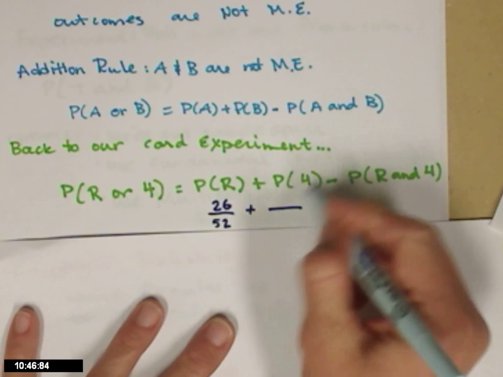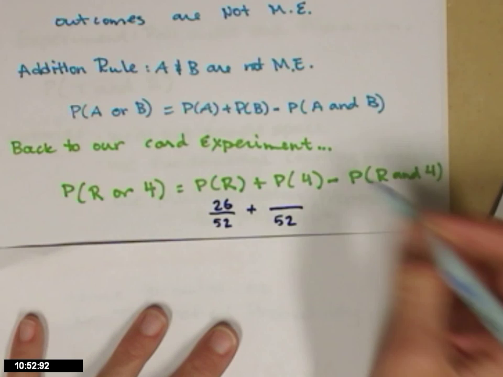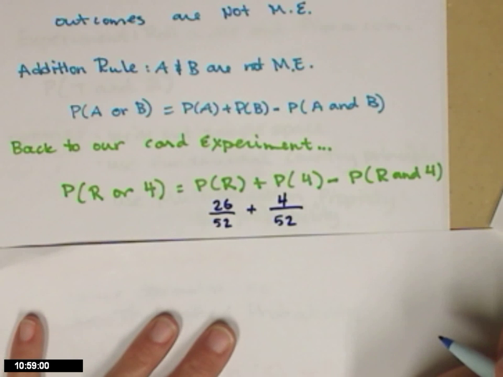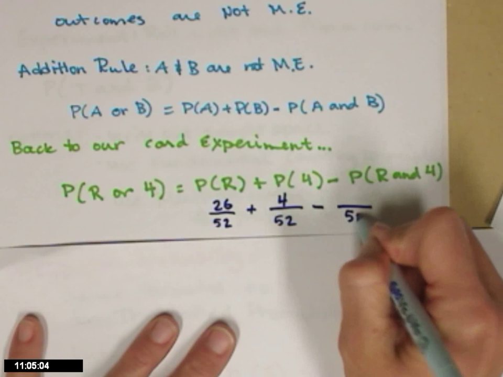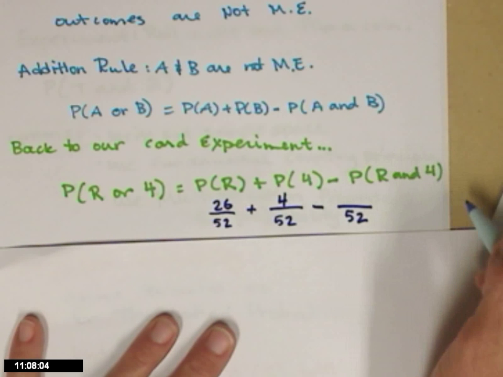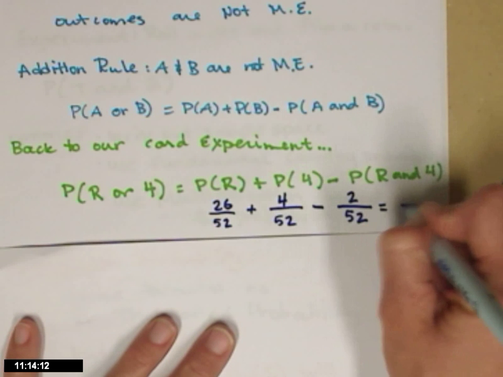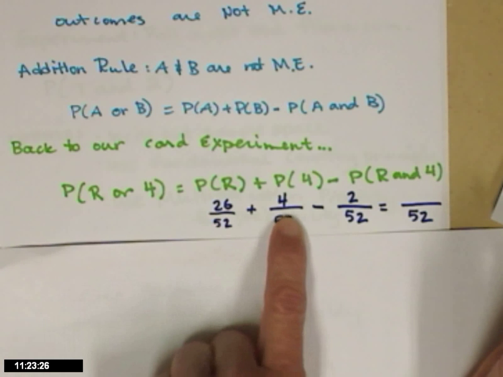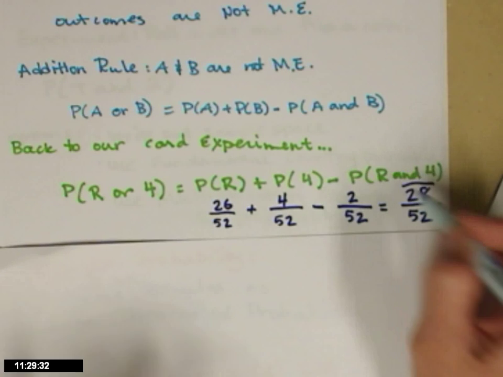Plus probability that we would get a 4 on that draw. Well, 52 is the denominator, and there are 4 fours in a deck of cards. Okay, 4 of each denomination, minus, out of the 52 cards, how many are red and 4? Well, there are 2 red 4s, right? There's the 4 of diamonds and the 4 of hearts, so minus 2. So altogether, the probability of getting a red or a 4 is, what do I have? 26 plus 4 is 30, minus 2 is 28. 28 out of 52.